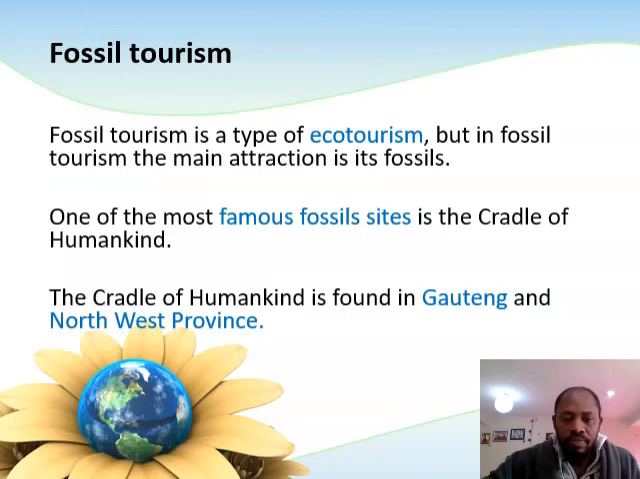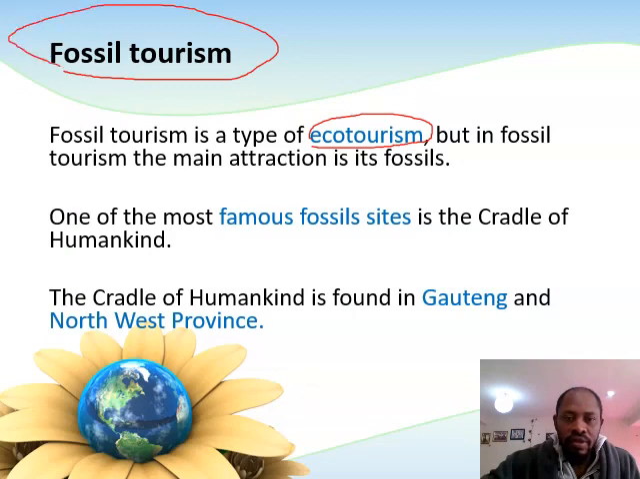Just like we previously had ecotourism, now we will also be having fossil tourism. With ecotourism, the tourists were interested in viewing the natural environment, appreciating it and loving it, okay, and having fun just exploring it.